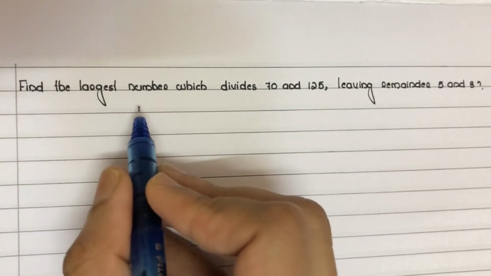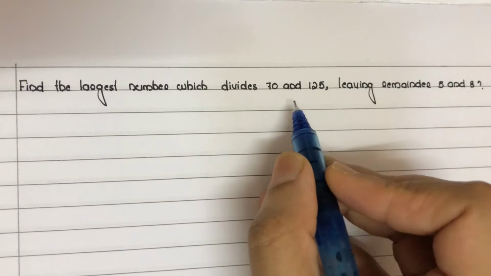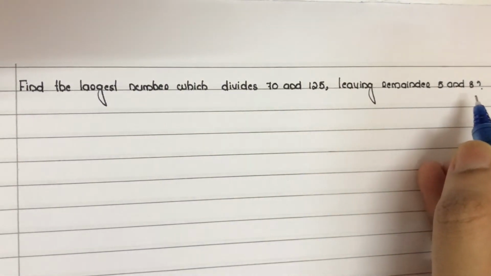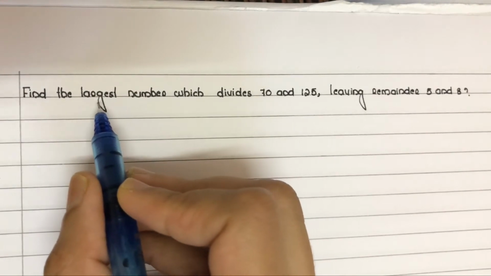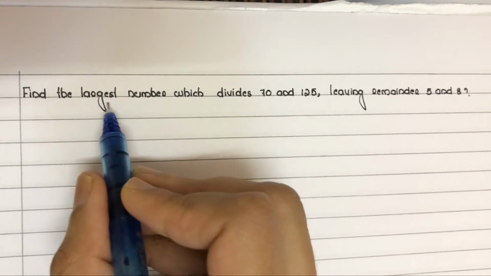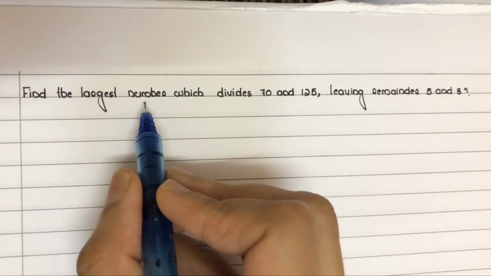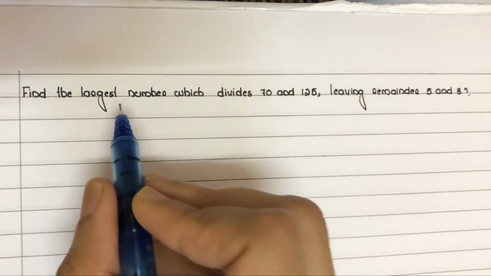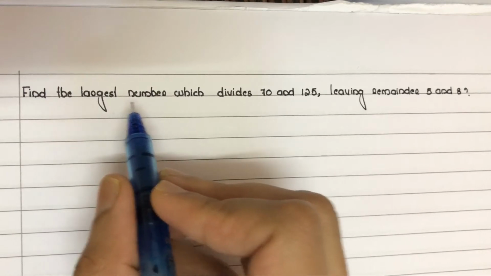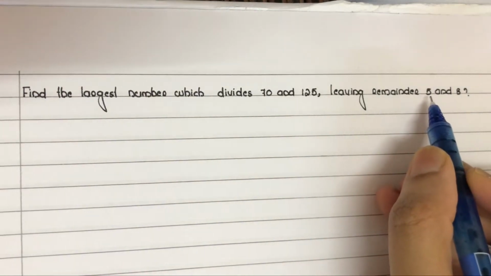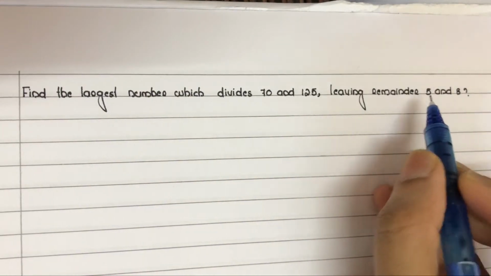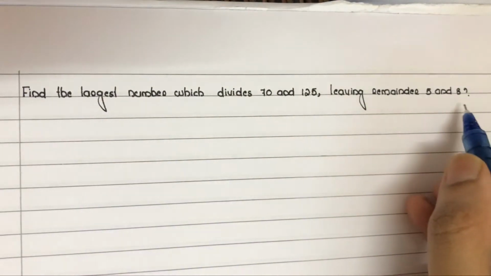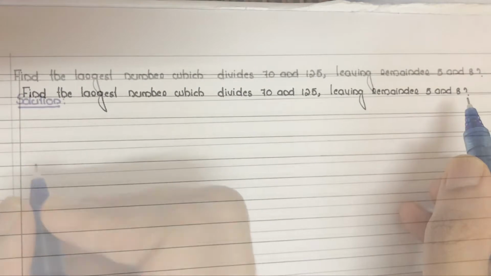Find the largest number which divides 70 and 125, leaving remainder 5 and 8. Here the question is to find out the largest number. Okay, and what is given? When you divide 70 by the largest number, you will get remainder equal to 5. Also, if you divide 125 by the largest number, then you will get remainder equal to 8.